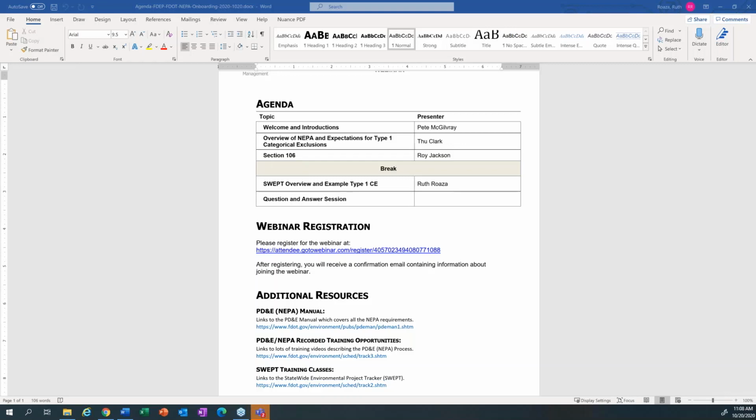The next question is about what is the average cost for consultant help, and that's just going to depend on the scope of your project as well. I don't have an answer for you for that one. But if anyone on our team has an answer to that, please feel free to share.